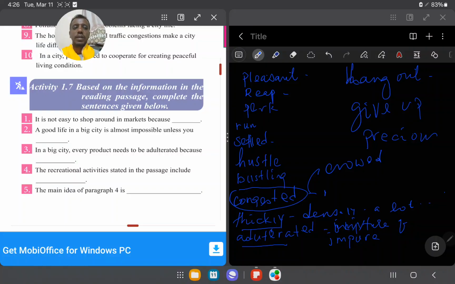Especially when crowded, it is impossible to buy something. For example, when it is crowded, yeah? A good life in a big city is almost impossible.